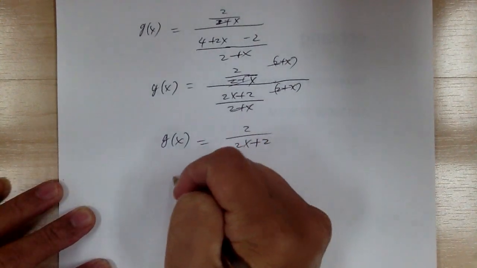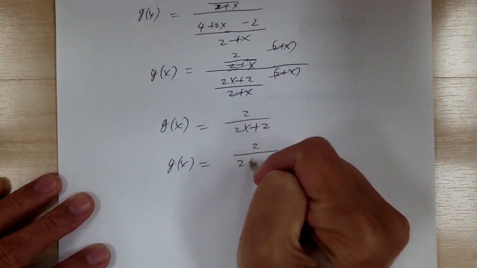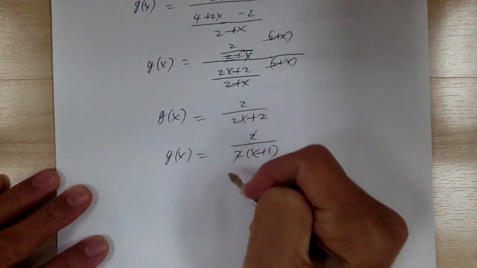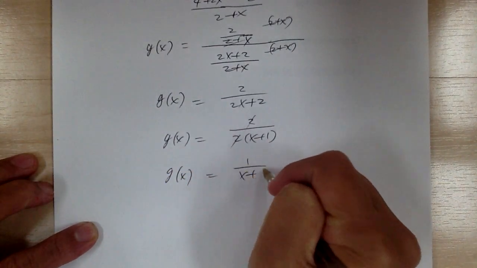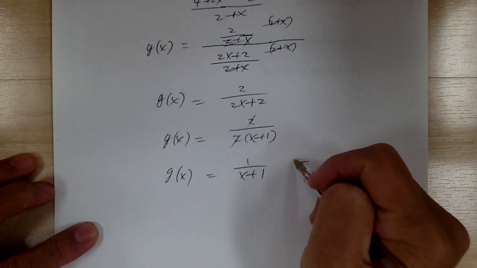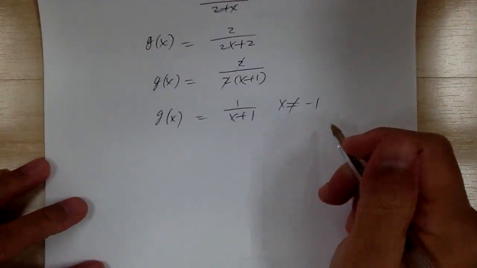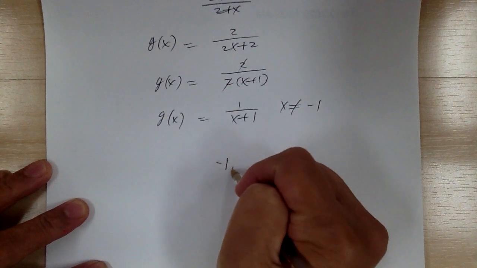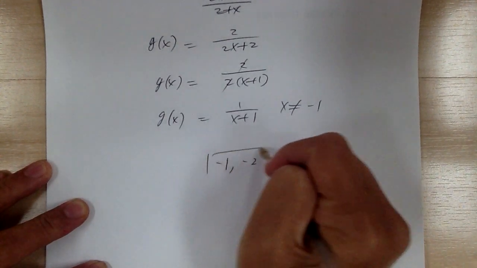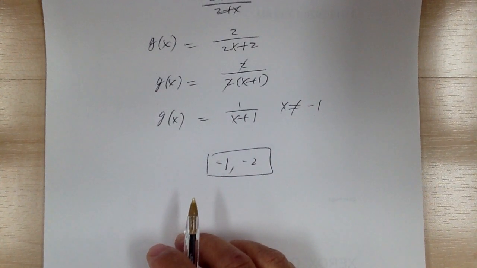And you can factor out the 2 or you can divide by 2. So let's do the factoring, and this will cancel out. So g of x equals 1 over x plus 1. And so from here you can see that x cannot equal -1. Okay, so the excluded values would be -1 and -2. Okay, so those are the excluded values. Okay, let's go to the next one.